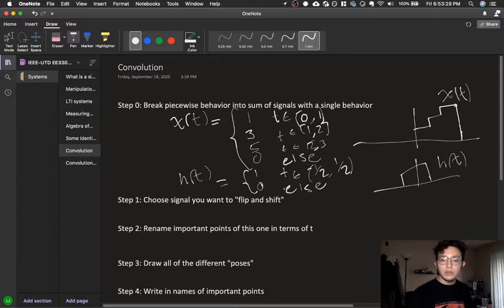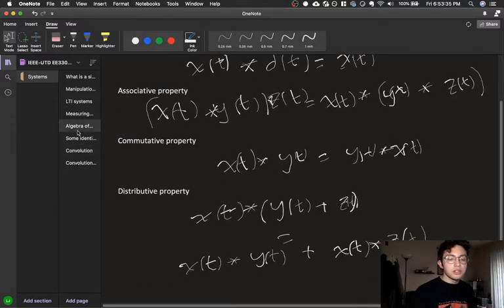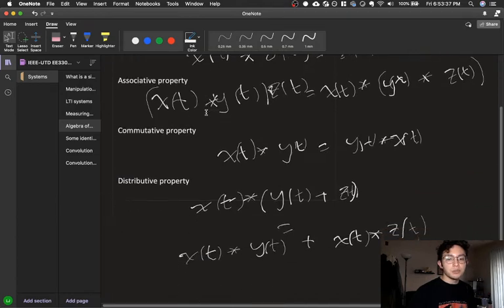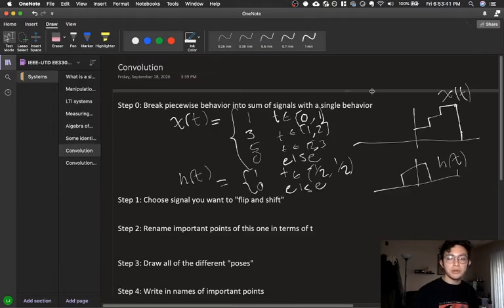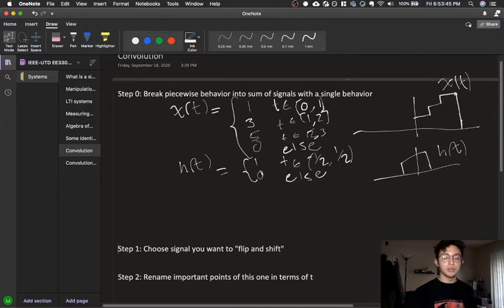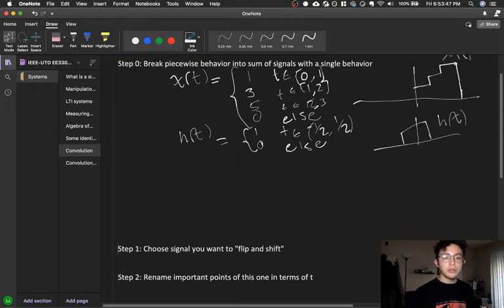So what we can do is use these different properties of convolution that I just went over, in order to break this problem down into something that's very manageable for us to compute. First, we're going to break down x into its different piecewise behaviors.